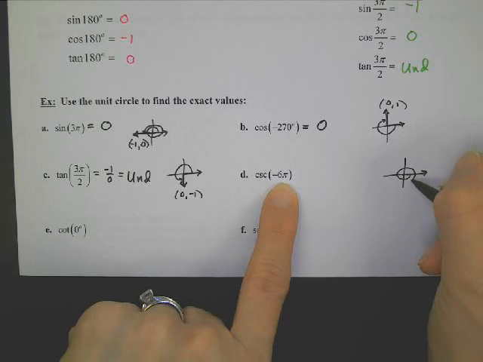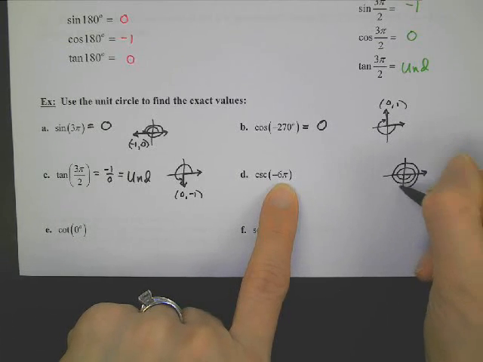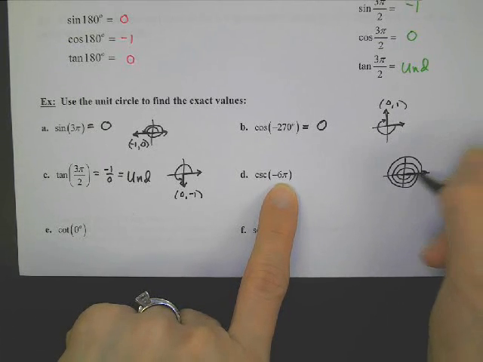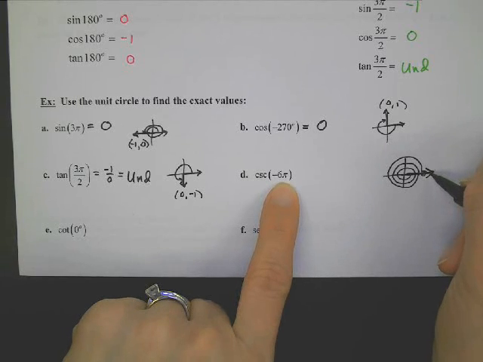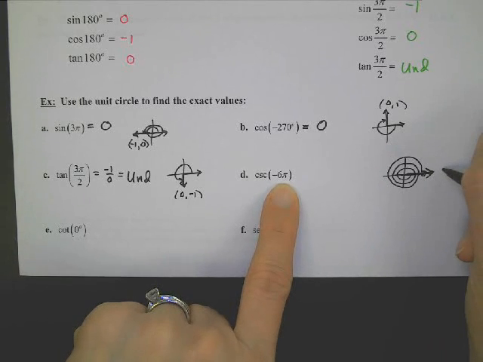Okay, -6 pi. All right, let's swing negatively. -1, 2, 3, 4, 5. Oh, -6 pi is right here. Right there at 0, 0 degrees. The point here is 1, comma, 0.